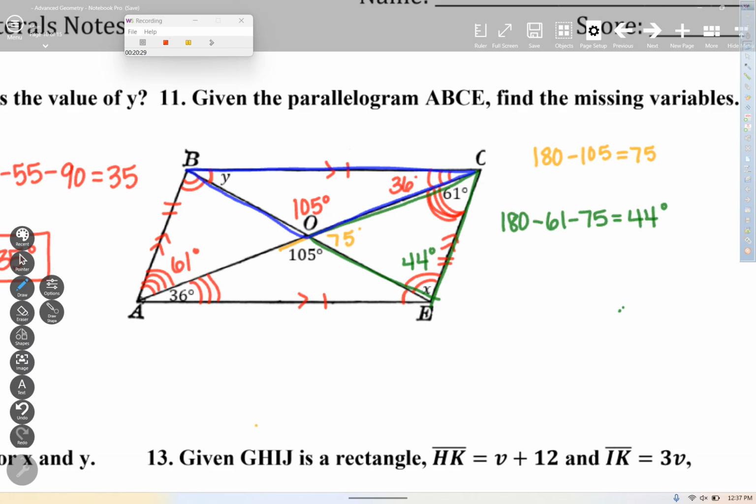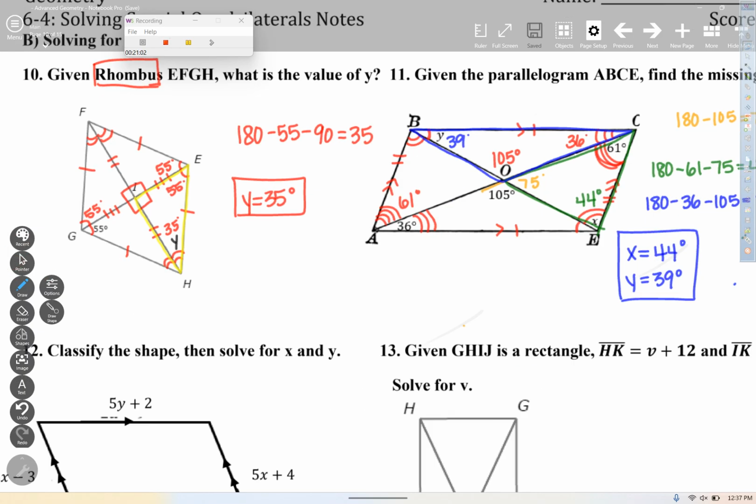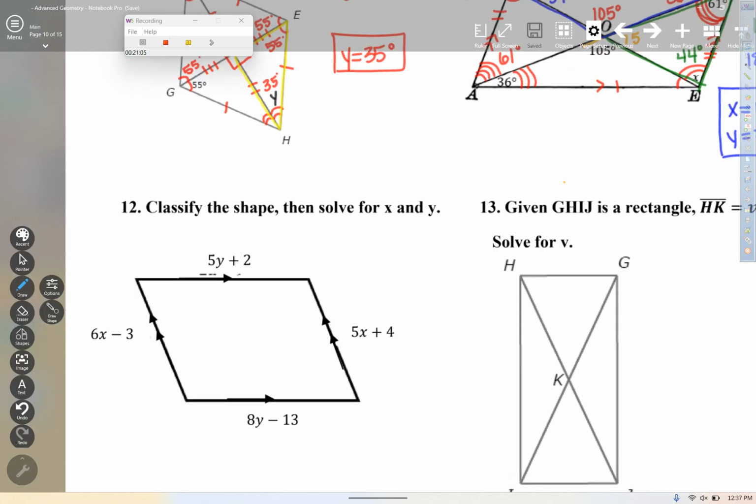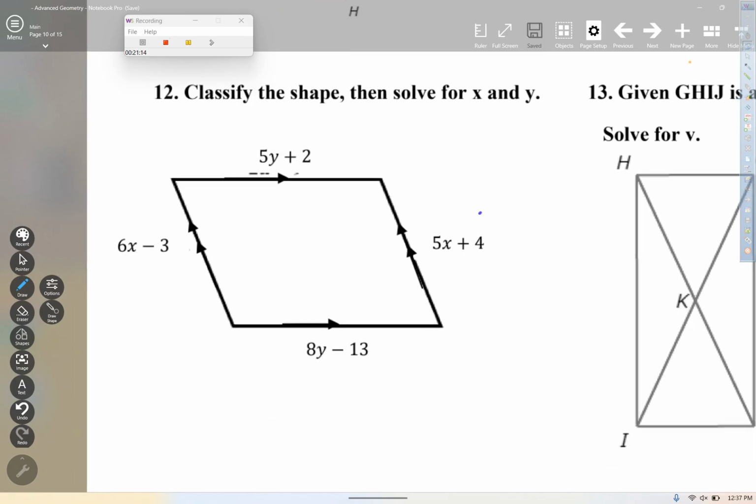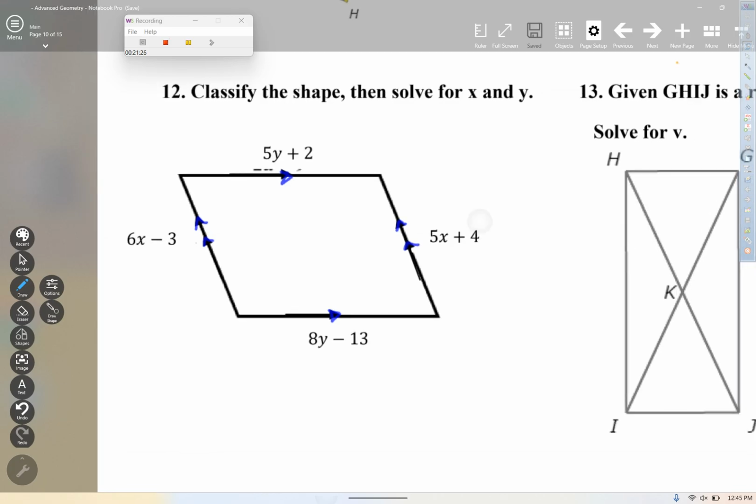Perfect. So plug everything you know in and then start solving using your triangle theorems, triangle angle sum theorem. Classify the shape. Ooh, so now it does not tell me what it is, but it wants me to say what it is and then solve for x and y. So I got to think from the front. All this gives me is that I have parallel sides. That's it. The only shape I know that has that requirement and nothing else is a parallelogram. Okay, so it is classified as a parallelogram.